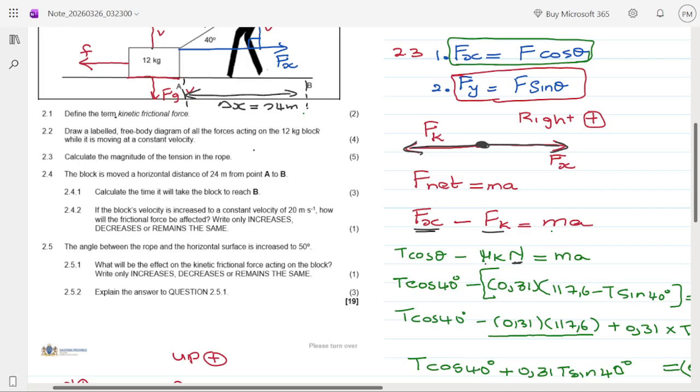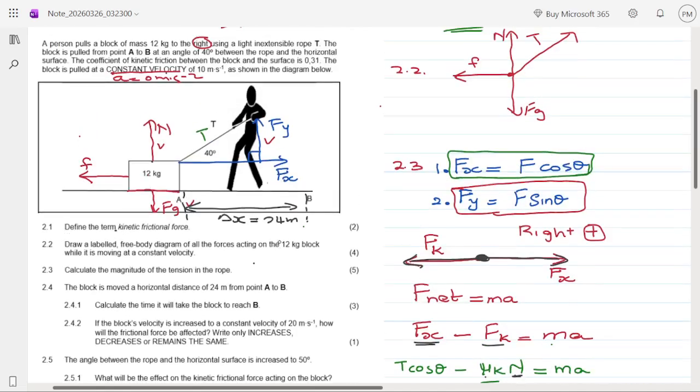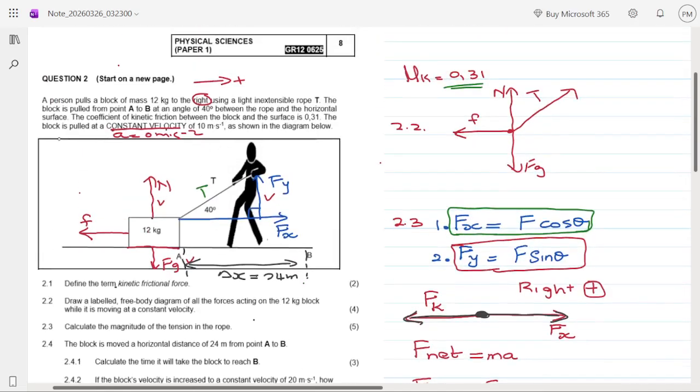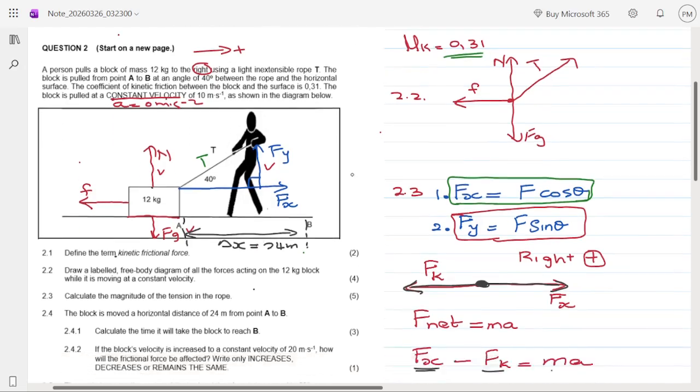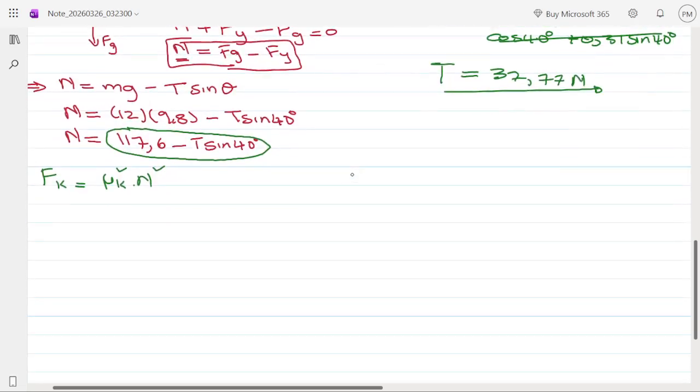Right, so with that distance, they say to calculate the time it will take the block to reach B. Before I do that, I'll first look at what I'm given. They said the block is pulled at a constant velocity of 10 meters per second. So I'll write down my data, which is what I'm given.